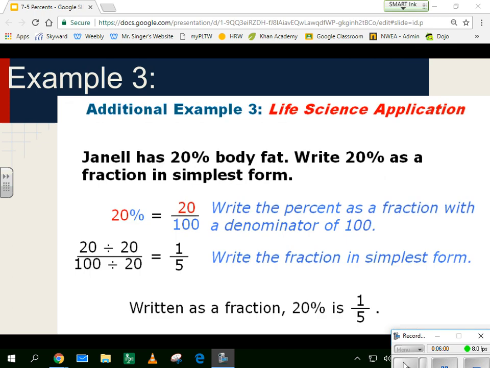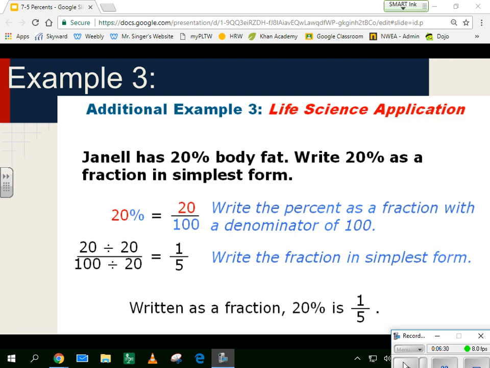All right, we're going to breeze through example 3. Example 3 is looking at the same thing, just applying it in a word problem. So if it said Janelle has 20% body fat, and it tells you to write 20% as a fraction in simplest form, you already know that 20% means 20 out of 100, or 20/100ths. Now you just have to find numbers that you can divide 20 and 100 by. Well, you can divide 20 and 100 by 20, and you get 1/5.